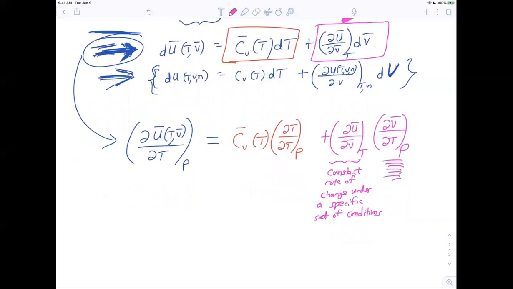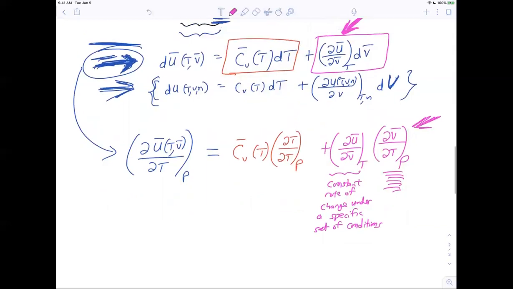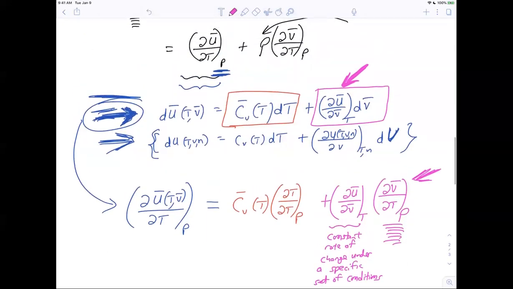Okay. So the only thing that we have to worry about when taking a derivative with respect to temperature at constant pressure then is that v bar term. And that's this one right here. Okay, everyone clear with that? So that allows us to get this term, that partial of u bar with respect to T at constant pressure, which is this term in our Cp bar of T.